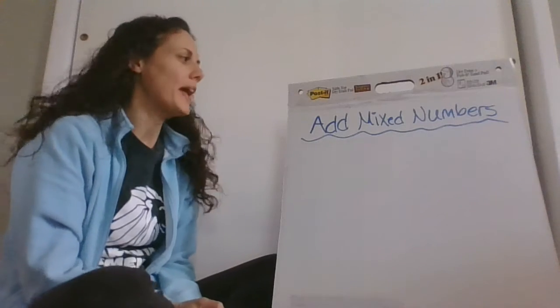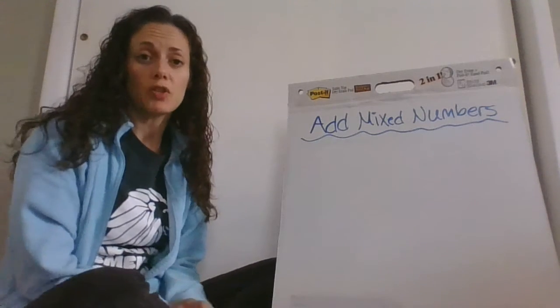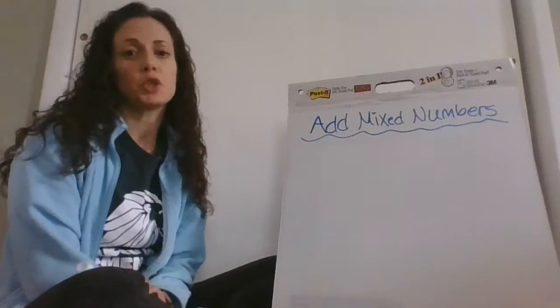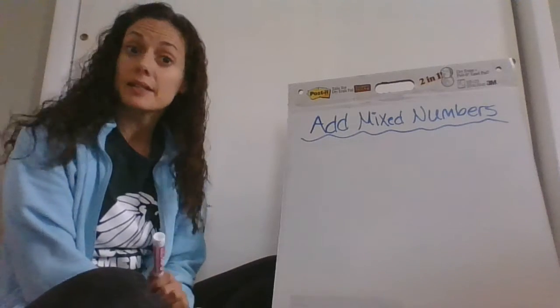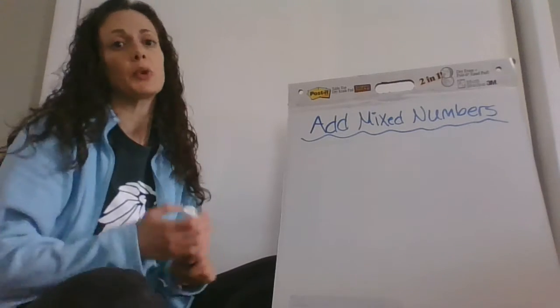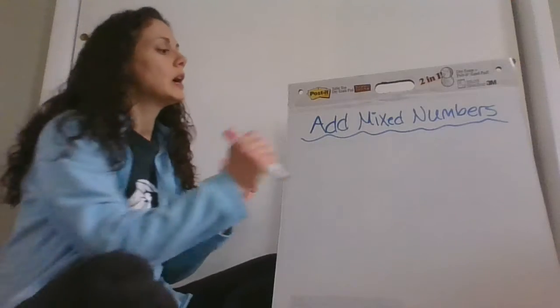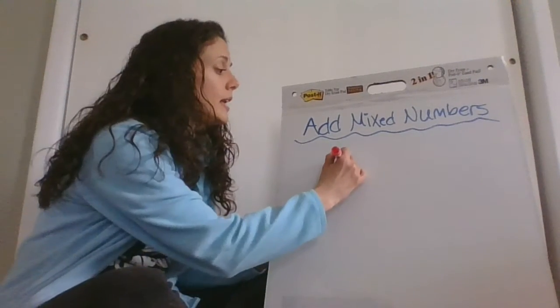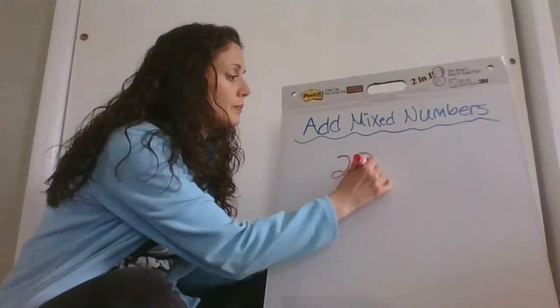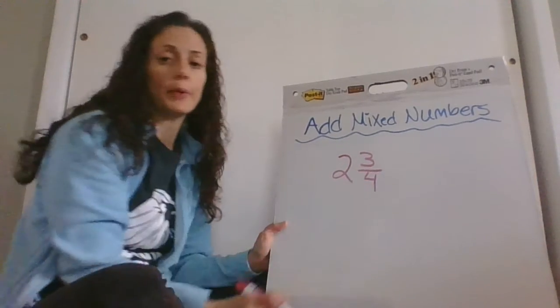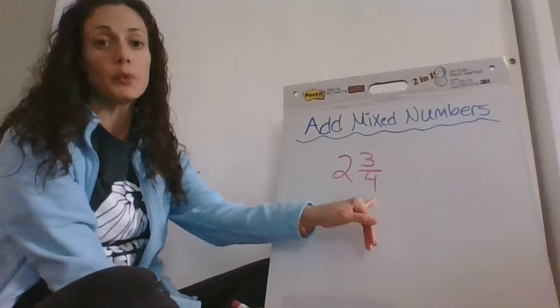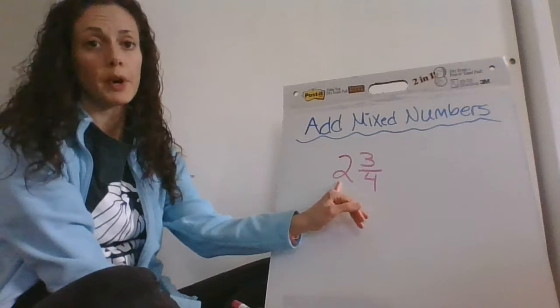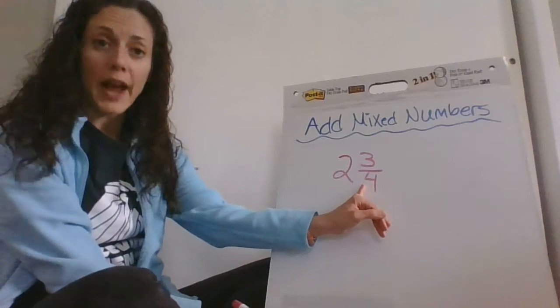Okay. So today we're moving into the next part of topic 9, which has to do with adding and subtracting mixed numbers. Just to refresh our memory, I know we've talked about this before. A mixed number is made up of a fraction and a whole number. In the case of 2 and 3/4, 2 is the whole number and 3/4 is the fraction.